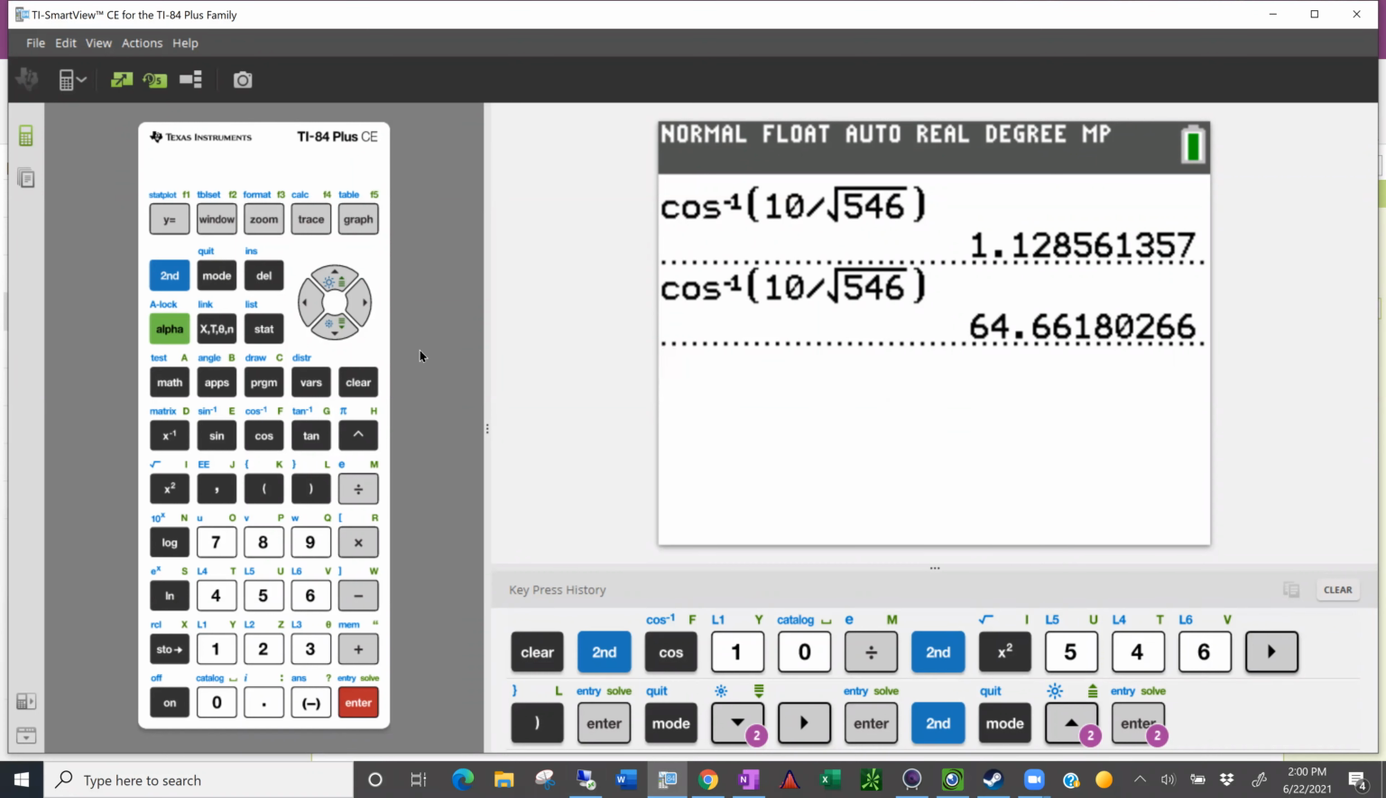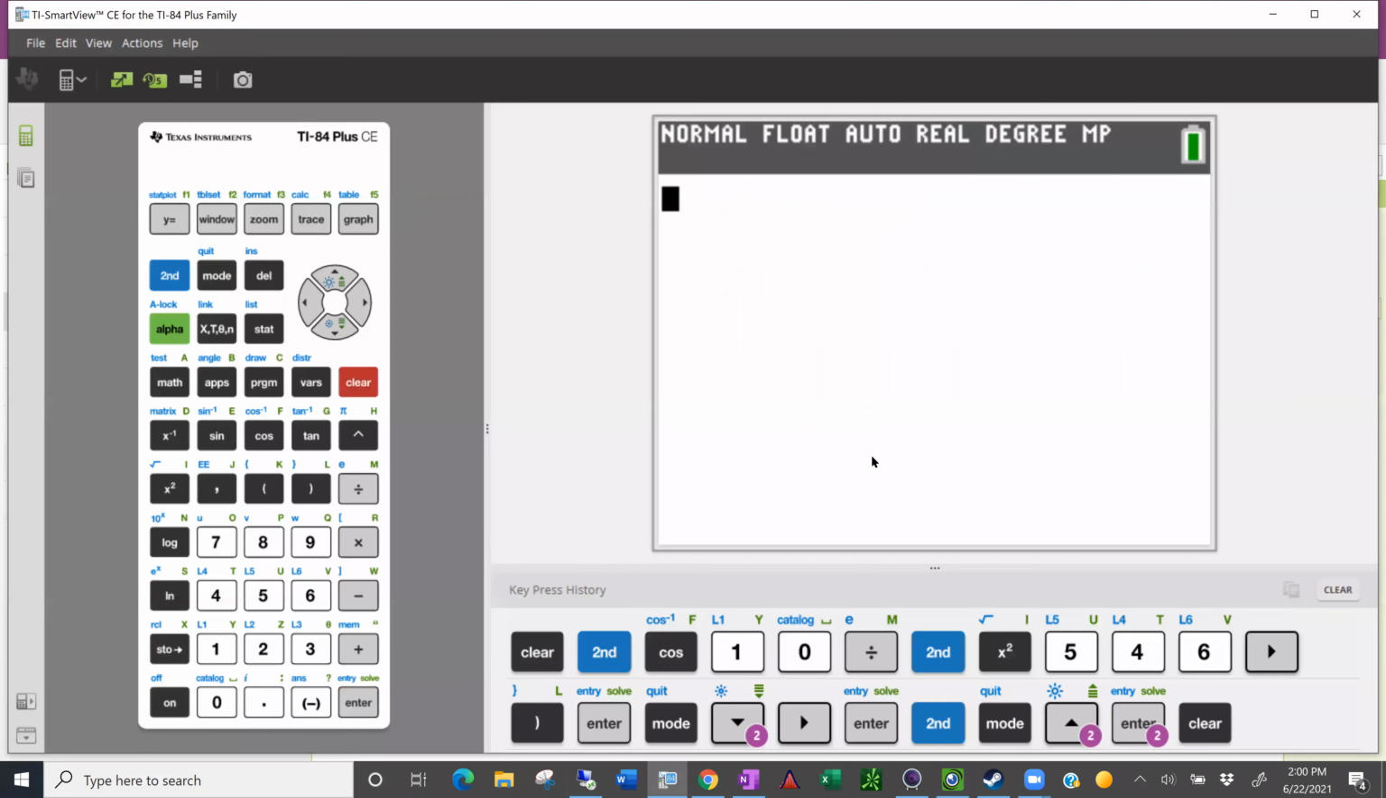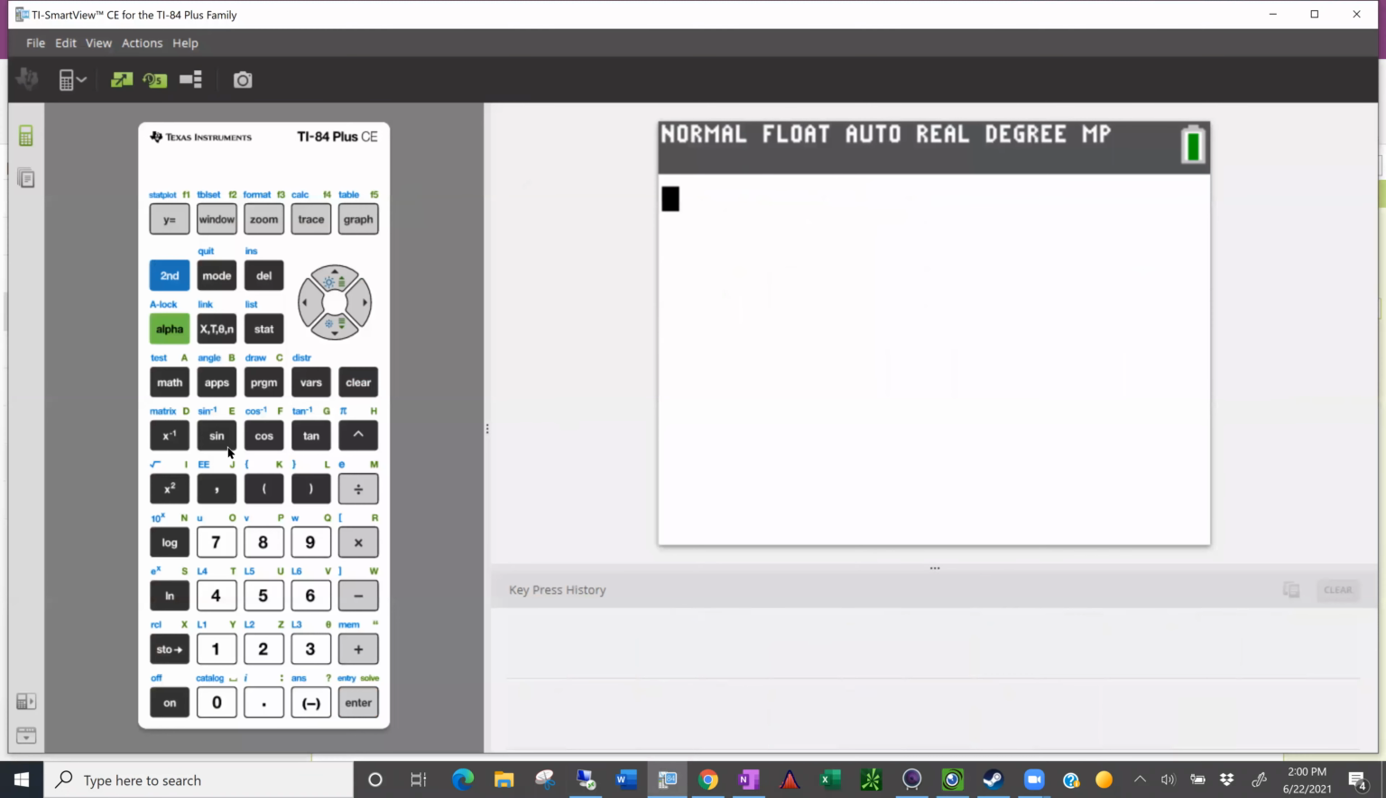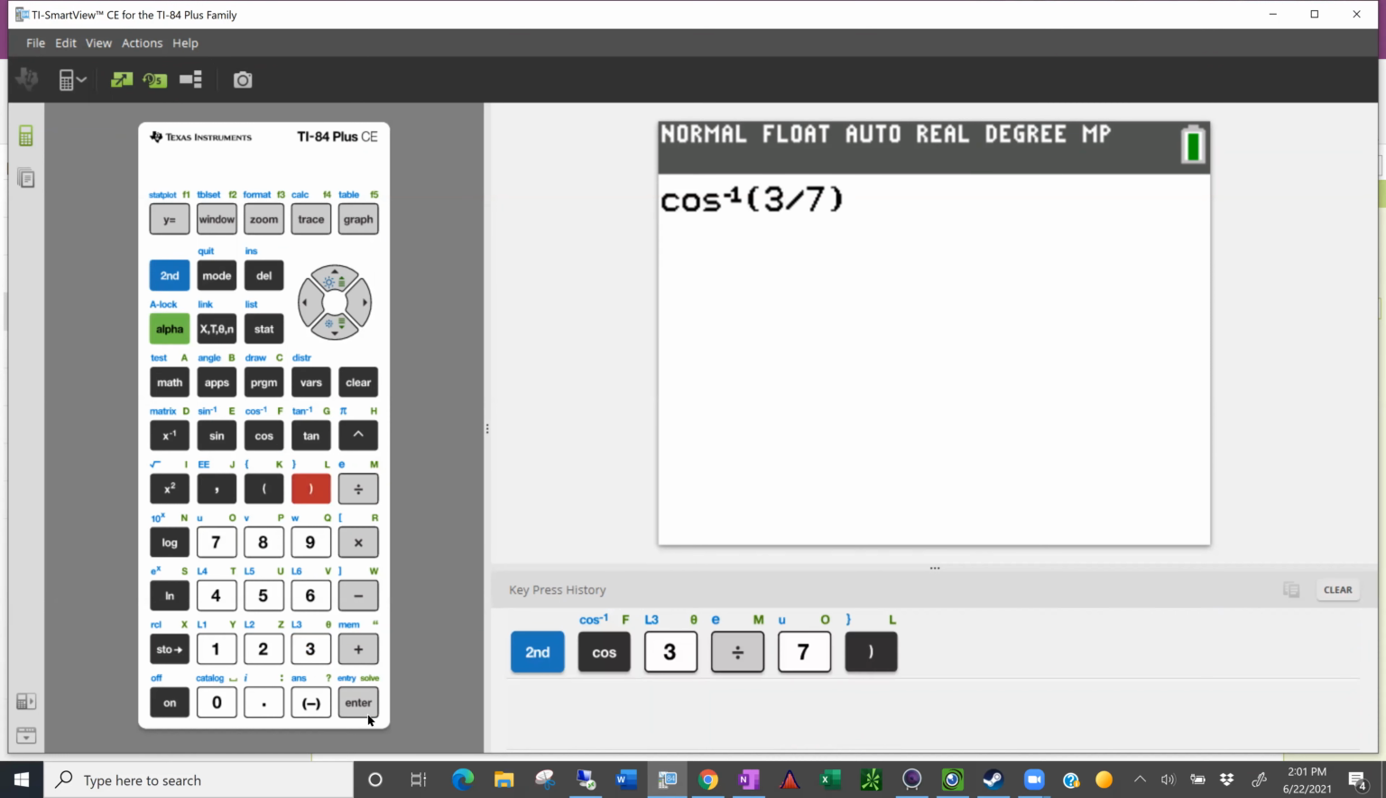All right. So just to mimic that calculation, inverse cosine, 3 divided by 7. Yay, 64.62. Perfect.